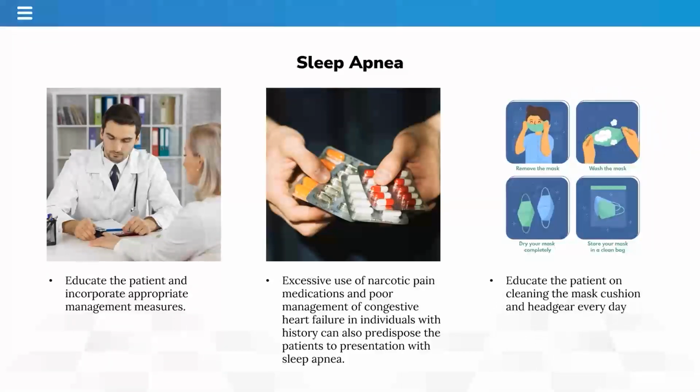Educate the patient on cleaning the mask cushion and headgear every day with gentle soap and warm water and let them air dry before they are ready for next use. Also, instruct on having the mask cleaned before every use, as any dust accumulated in it could be inhaled straight into lungs during the use of the device.